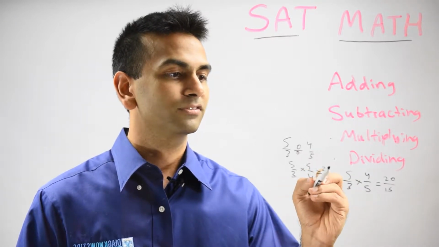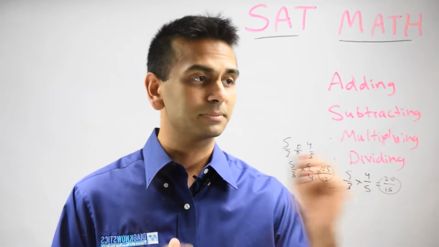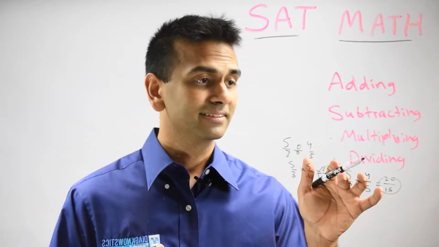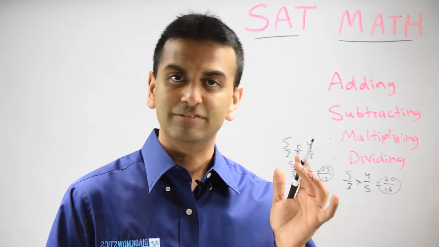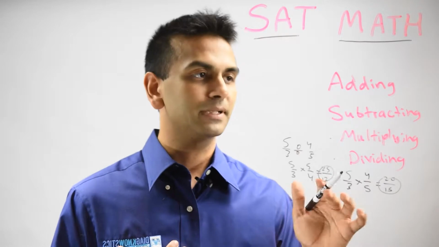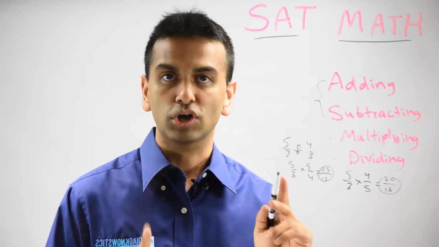So 5 times 5 is 25. 3 times 4 is 12. So really, long story short, to multiply fractions, multiply across. To divide fractions, turn it into a multiplication problem by changing that and flipping the second number, and then multiply. But to add or subtract, you got to make sure that the denominators are the same.